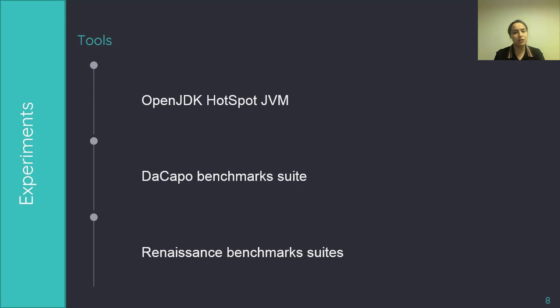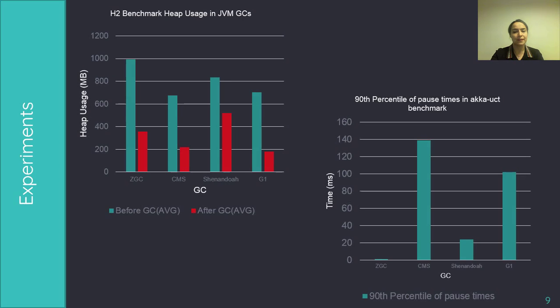So far, we analyzed GCs using OpenJDK, HotSpot JVM, the most widely used JVM implementation, and DaCapo and Renaissance as two well-known benchmark suites. And we made some comparisons and conclusions regarding throughput, pause time, and memory usage.